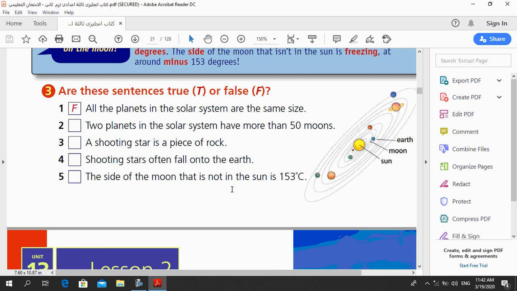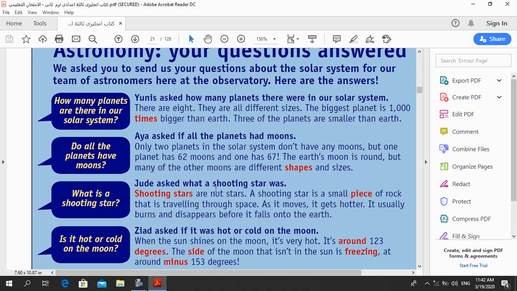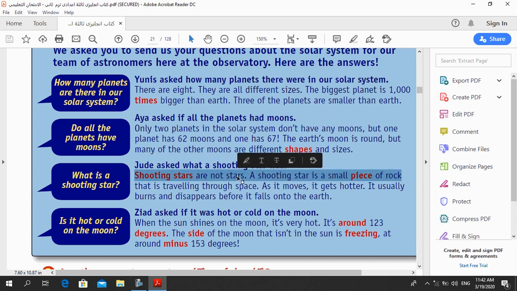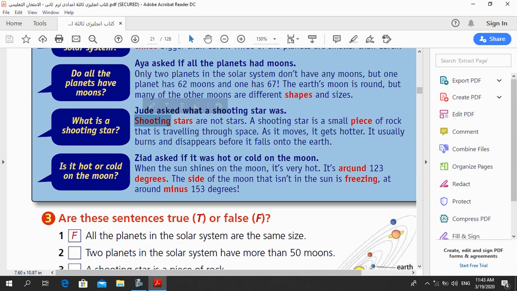Okay, let's get back to the reading text. Jude asked what a shooting star was. Shooting stars are not stars. A shooting star is a small piece of rock that's traveling through space. So you have to know this vocabulary. Shooting stars. When you mention temperatures, you can use the word around if you're not sure of the exact temperature. It's around 123 degrees. The side of the moon that isn't in the sun is freezing at around minus 153 degrees. Minus means below zero. Wow, that's very cool.